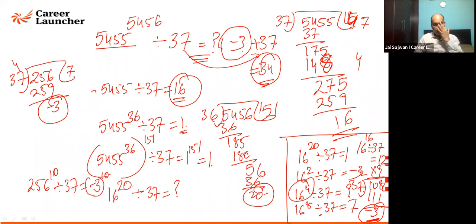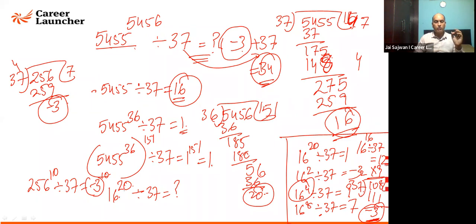Fine. So the answer comes out to be minus 3 here. Is it clear to all of you? Step 1, you will divide the number by 37. You know the number is not divisible. You know the remainder is coming out to be 16. I'll raise 16 to the power of 5456.